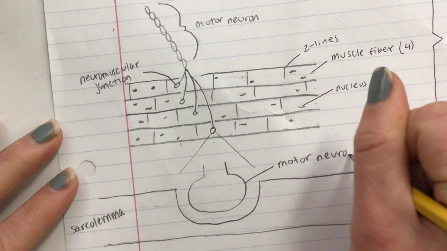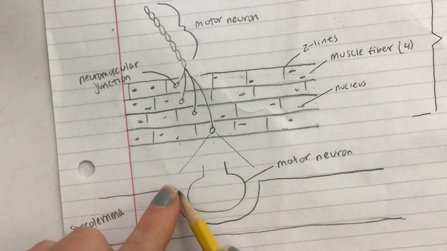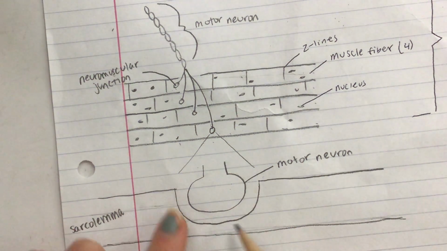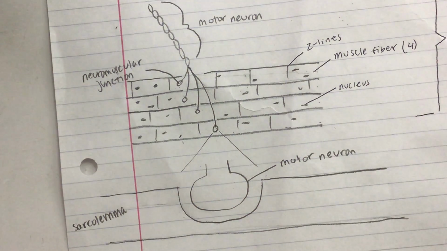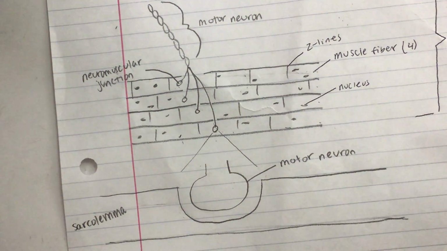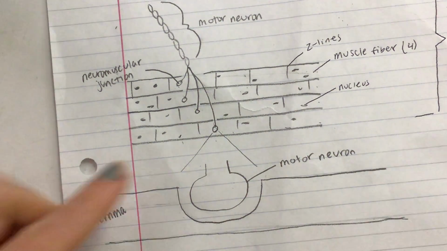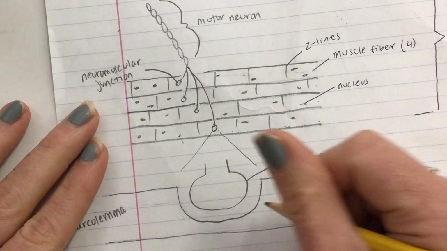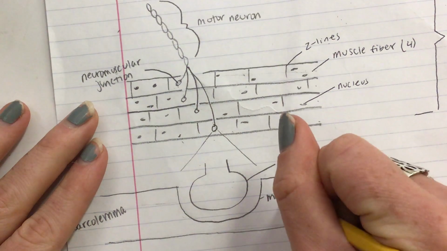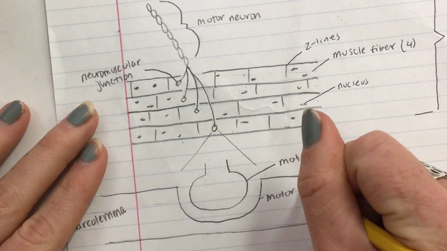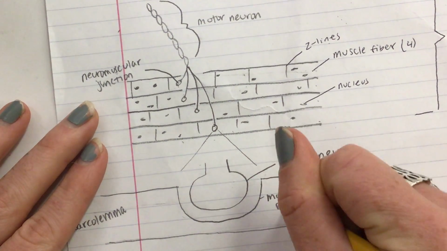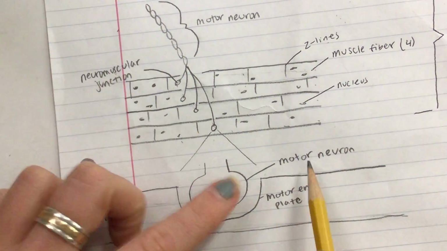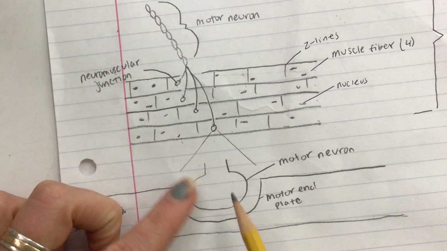Now this spot right here, this spot on the sarcolemma that dips in like this, has a special name. It's called a motor end plate. Every muscle fiber only has one motor end plate. Notice there's only one spot where a motor neuron connects. So we'll label that next. It's just the part of the sarcolemma where that motor neuron is going to communicate.